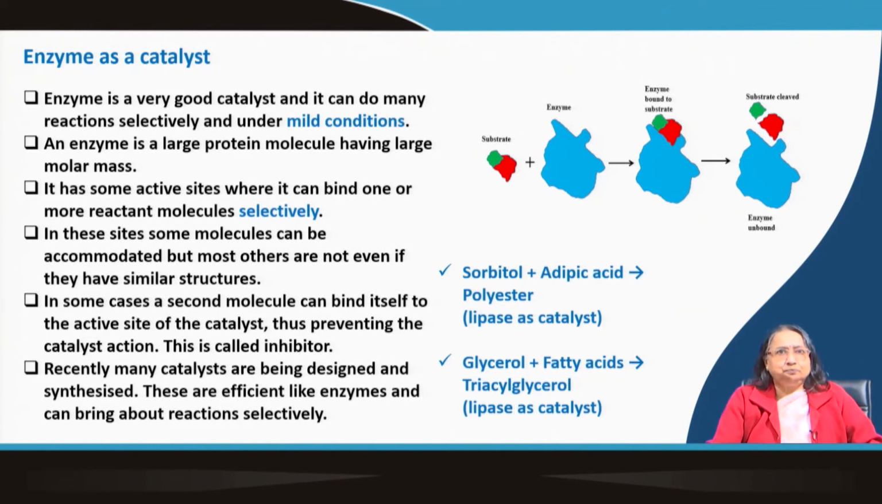If they are not accommodated, then the catalytic effect will not be there for that other substance. Now, in some cases a second molecule can bind itself to the active site of the catalyst, thus preventing the catalyst action. This is called an inhibitor. Sometimes the activity is lost because of the presence of some foreign compound, and then the activity of that particular place is lost. So, this is called an inhibitor.